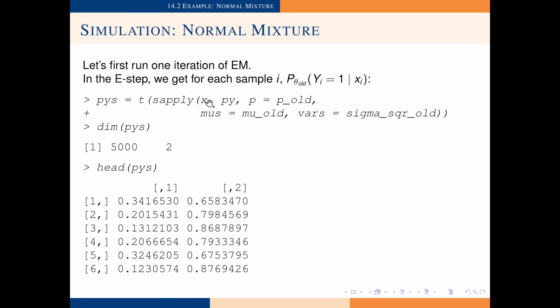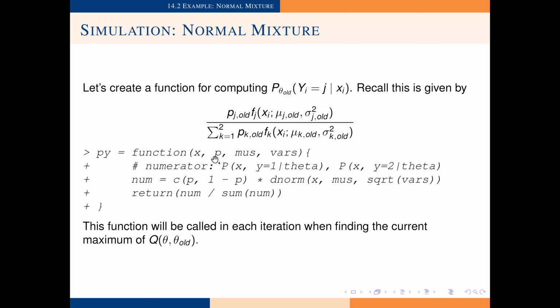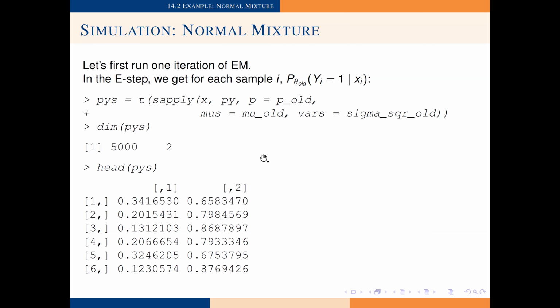So that does the vectorized entry-wise operation, where to each entry of x, we apply this function py. The remaining arguments of this function are going to be the p, the two mu's, and the two variances from the last iteration, the old ones. For the first iteration, it's just going to be the initial values.